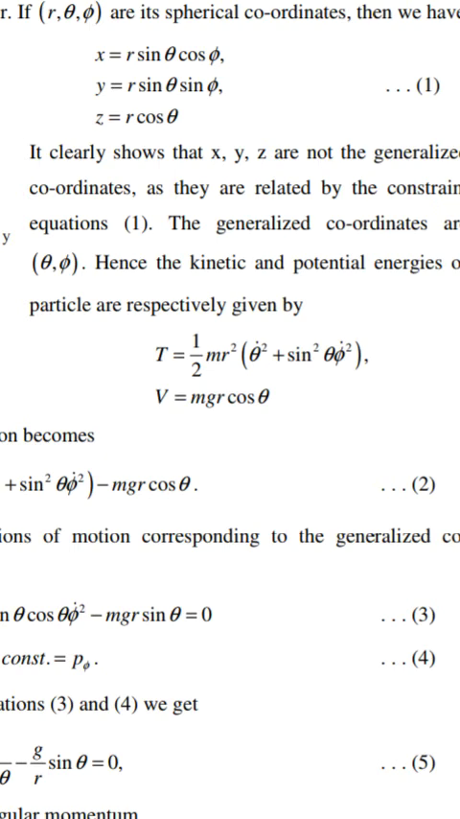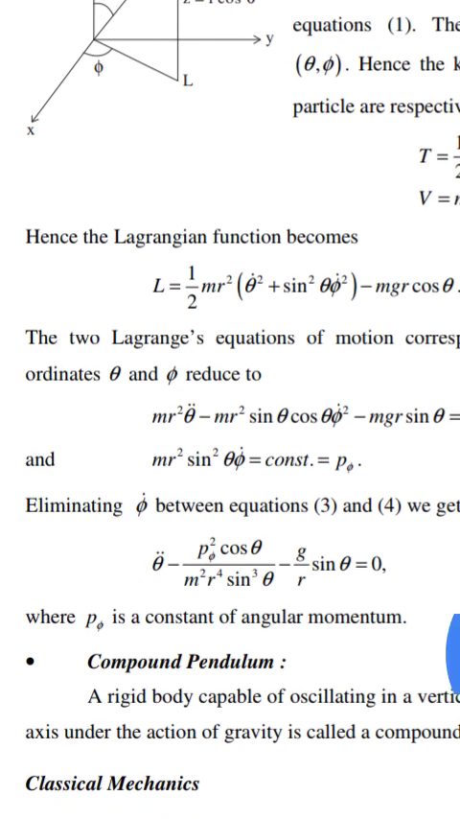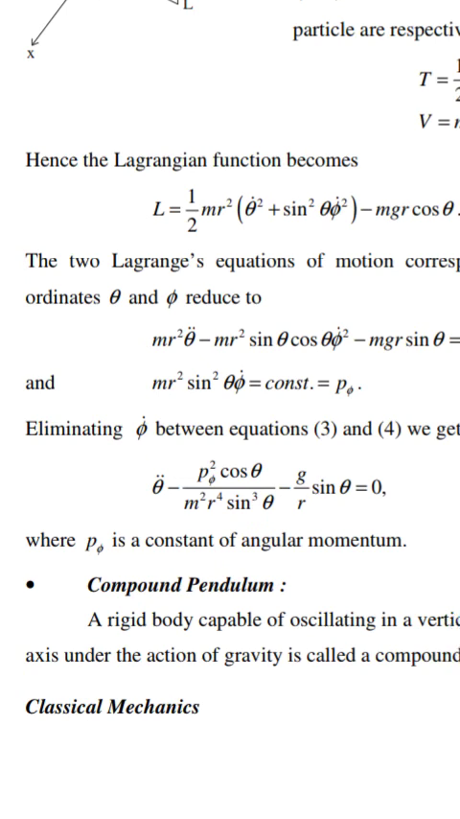Therefore, the kinetic and potential energies are given by T is equal to 1/2 m r² (θ̇² plus sin² θ φ̇²), and V is equal to mgr cos θ. Therefore L is equal to T minus V, and it is given by L is equal to 1/2 m r² (θ̇² plus sin² θ φ̇²) minus mgr cos θ. The two Lagrange's equations are given by d/dt of (∂L/∂θ̇) minus ∂L/∂θ is equal to 0, and d/dt of (∂L/∂φ̇) minus ∂L/∂φ is equal to 0.